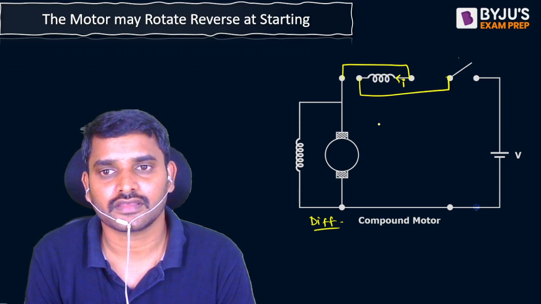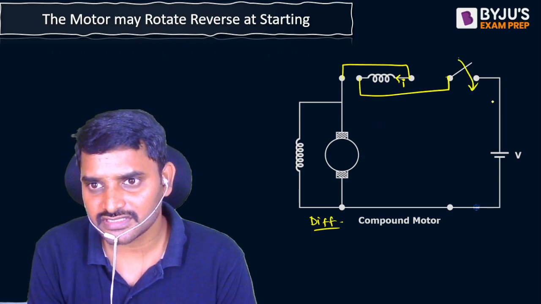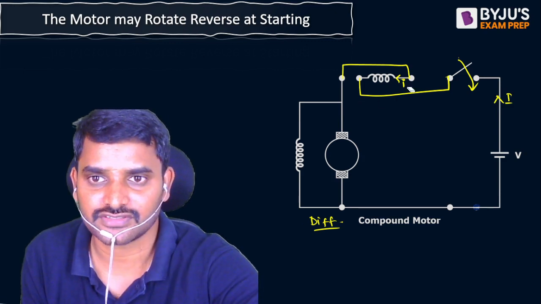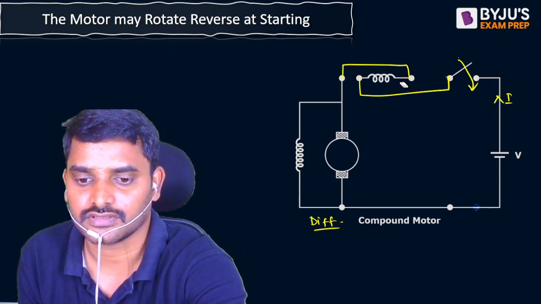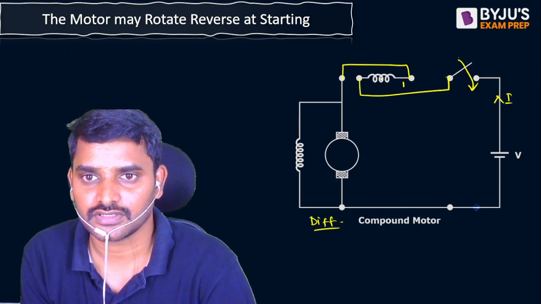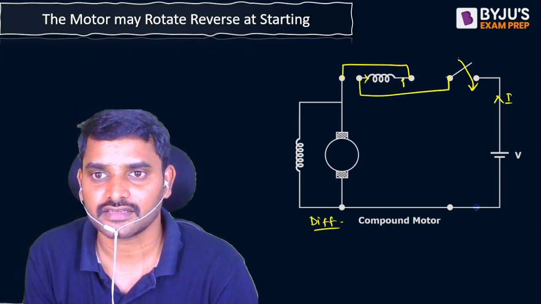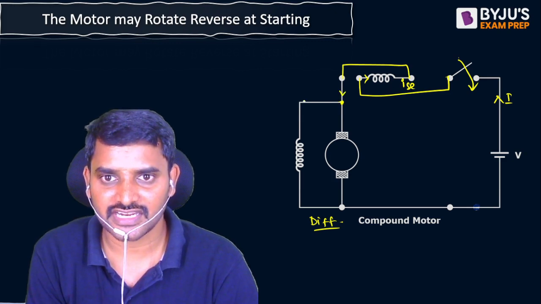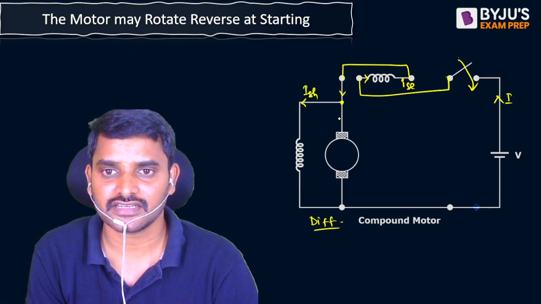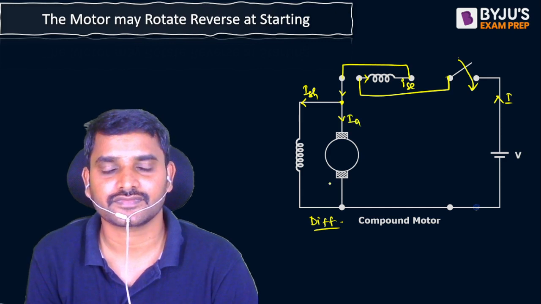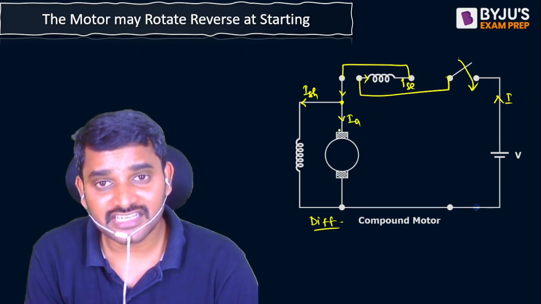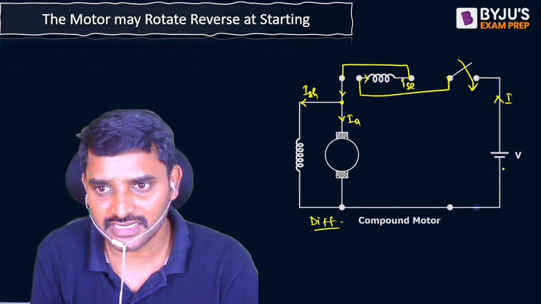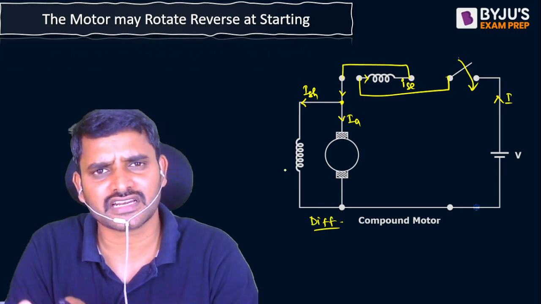The moment I close the switch, this voltage source is going to drive a current, and that current will try to flow through the series field winding, and I can call this ISE. And of course the same current will enter here at this junction and leave as shunt field current and armature current. So the armature current is no more changed. Earlier also positive polarity, now also positive polarity. The same terminals are connected with the same polarity.